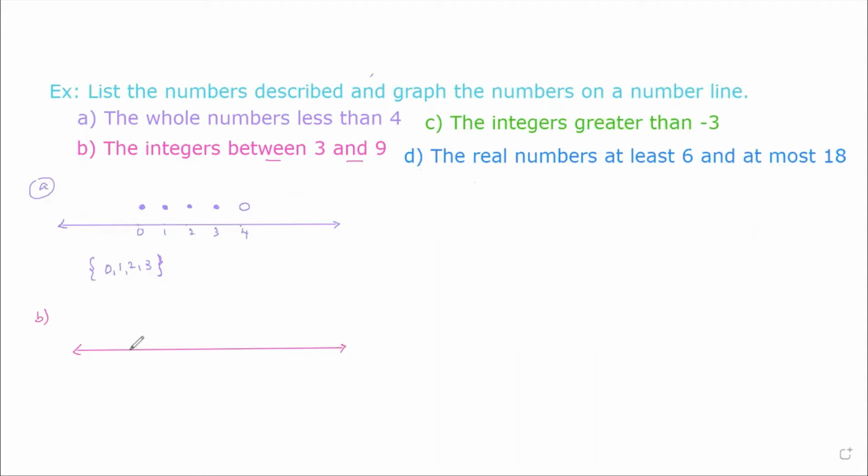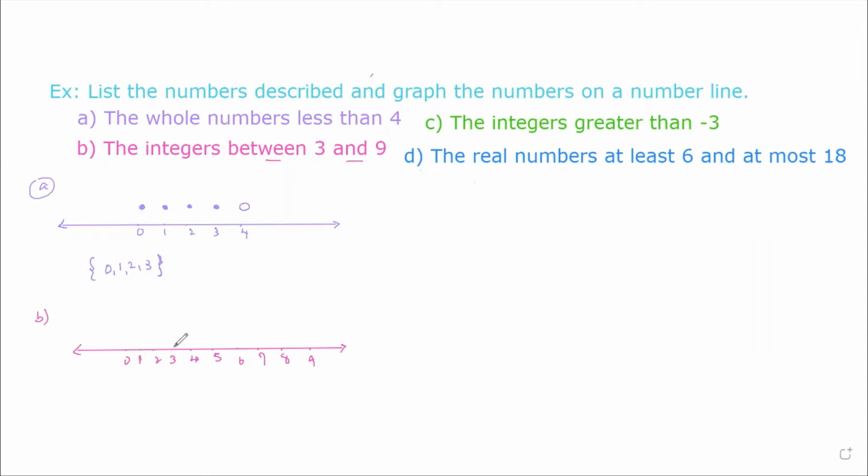So maybe I can say 0 right here. Okay, 1, 2, 3. So I start from 3 here. 4, 5, 6, 7, 8, and 9. So 3 and 9 are not included, right?